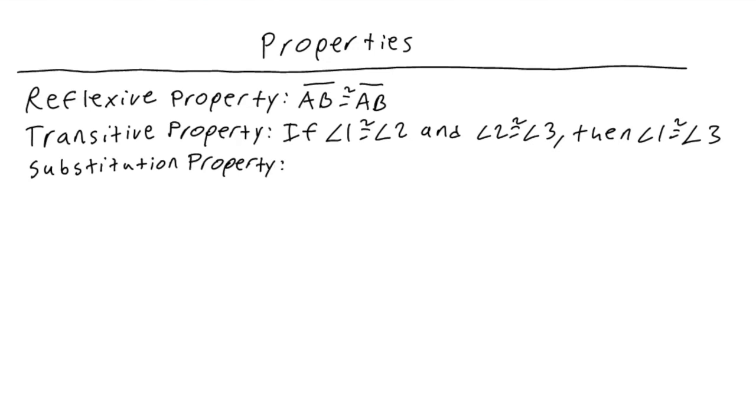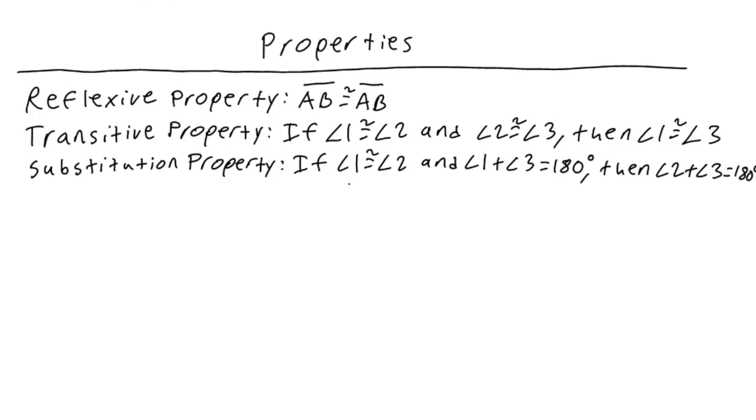Substitution property. This is to say something in an equation and substitute something that it's equal to or congruent to. For example, if angle 1 is congruent to angle 2, and angle 1 plus angle 3 is 180 degrees, then angle 2 plus angle 3 is 180 degrees. So what we did was angle 1 and angle 2 are the same. They're congruent to each other.